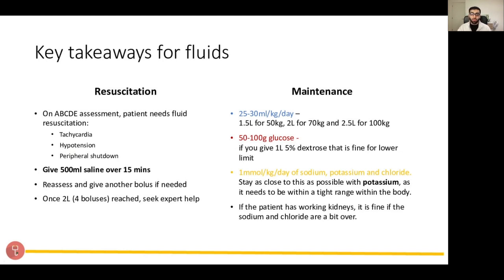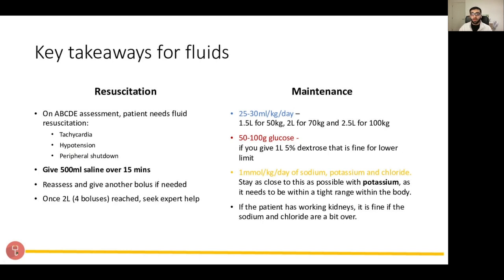So for the previous question, in terms of electrolytes, the second answer actually met everything apart from the fact that the volume was a bit too high. The third answer, however, was the one that had too much volume, but everything else was correct. The second answer, however, met all the electrolytes and had the correct volume as well. So that's why that was the answer.